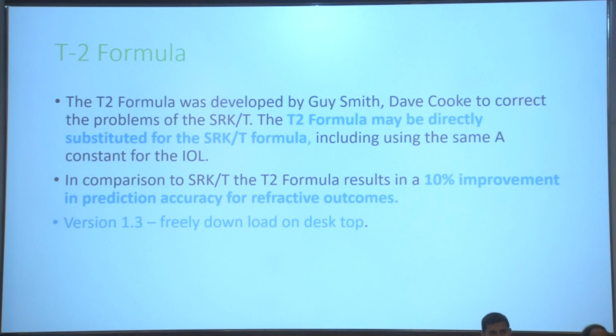And the T2 formula, for those who are still using SRK-T, is another formula which should be downloaded. It can be downloaded easily on your desktop and it gives nearly 10% more accuracy than what your SRK-T is giving.